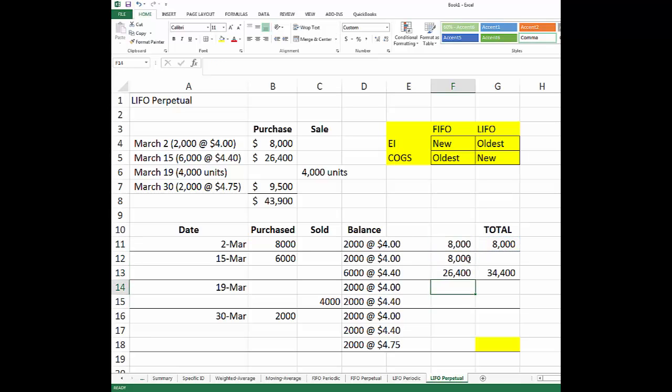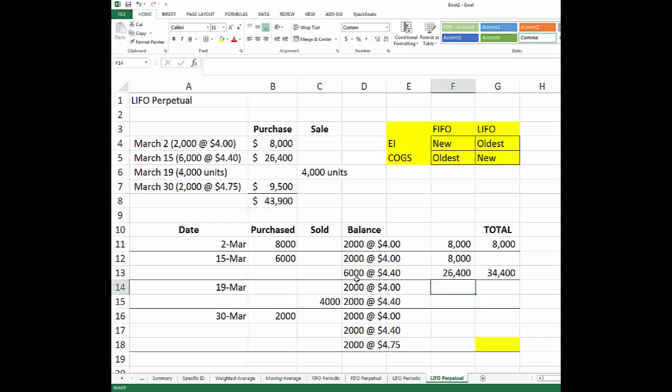Here's where it looks different. We have 4,000 units that are sold on March 19th. And so we're going to sell off our newest inventory first. And so we start at the bottom. And so 6,000 units, out of that we're going to take 4,000 out because our newest inventory is sold.